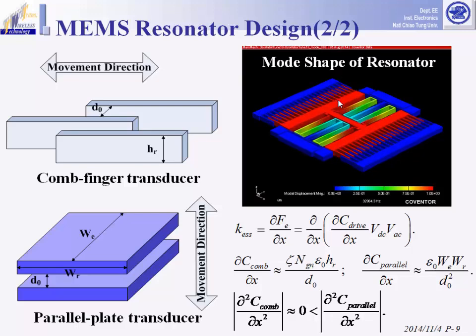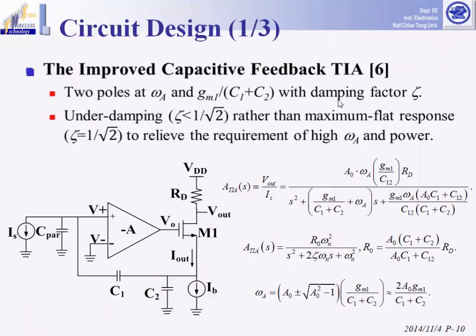To get the full benefits of both types of transducers, I choose comb-finger as the driving electrode for frequency stability, and the parallel plate as the tuning electrode for wide frequency tuning range. Now we move on to the circuit design.